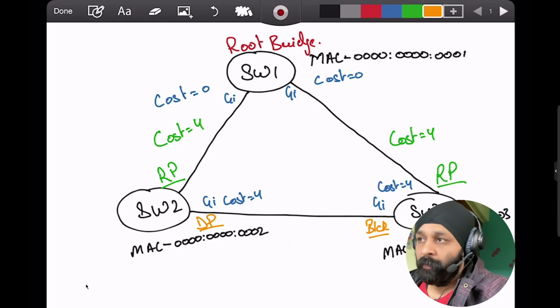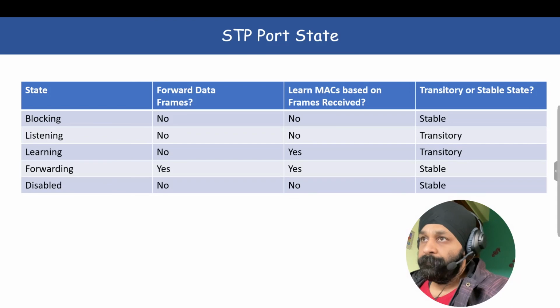That is, it's going to wait 20 seconds first for the max age timer to expire, then 15 seconds for the listening state, and then 15 seconds for the learning state. So probably for 50 seconds there is going to be an outage at the switch 3 end. This is not something good. The customers or the clients connected to switch 3 can really suffer in this scenario.